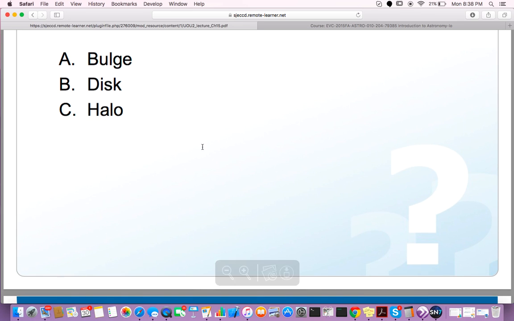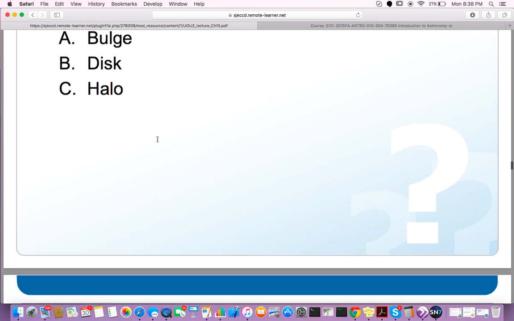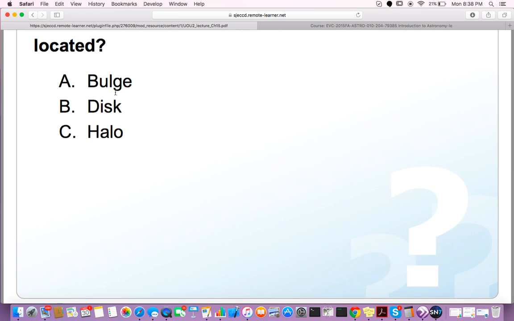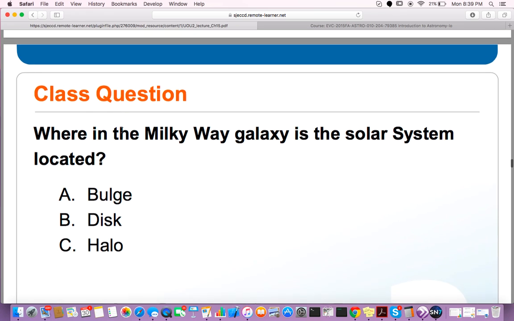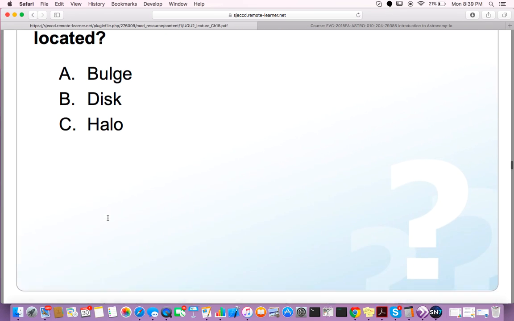So the solar system is located in the disk, not in the bulge. The star populations in the bulge are old stars primarily, right? The disk stars are younger stars. Star forming regions occur in the disk, and you also have old members in there, but in general they are a second generation of stars, and the halo has old stars too. So where in the Milky Way is the solar system located? In the disk.